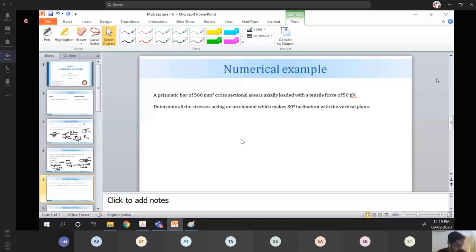A prismatic bar of 500 millimeter square cross-sectional area is axially loaded with a tensile force of 50 kilonewton. Determine all stress acting on the element which makes 30-degree inclination with the vertical plane.